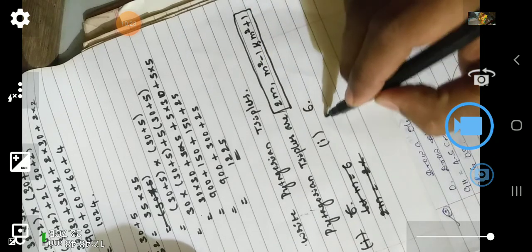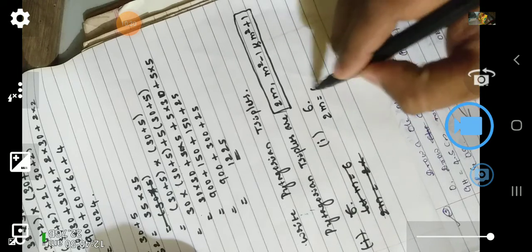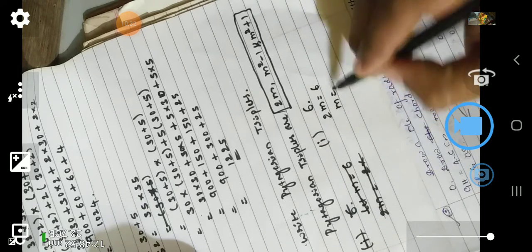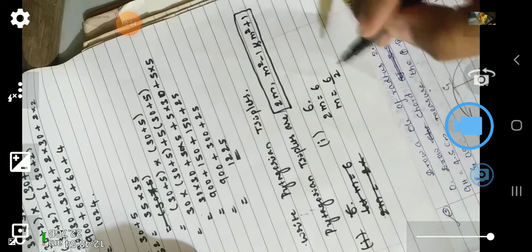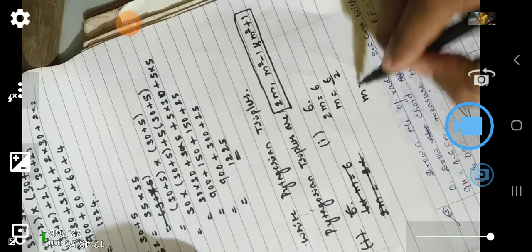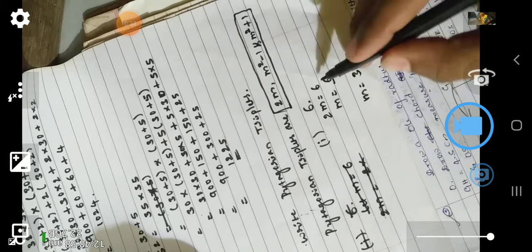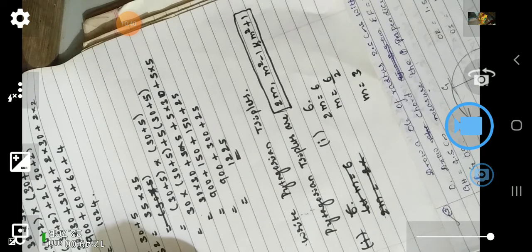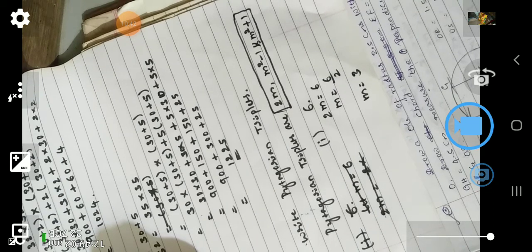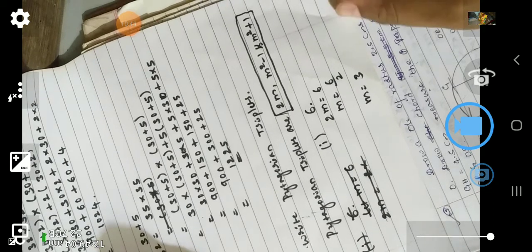So 2m is equal to 6, m is equal to 6 by 2, and m is equal to 3. Correct, 2 times 3 is 6. So the first case comes as m is equal to 3. Next I'll do it on the next page.